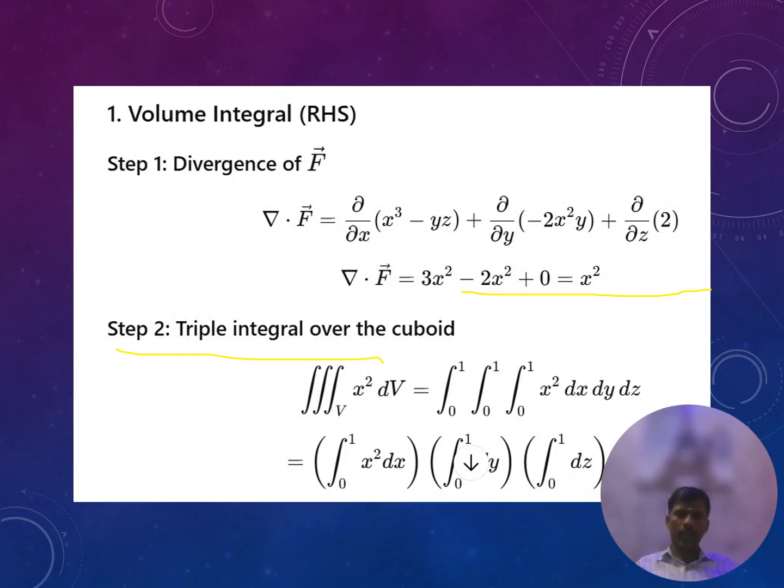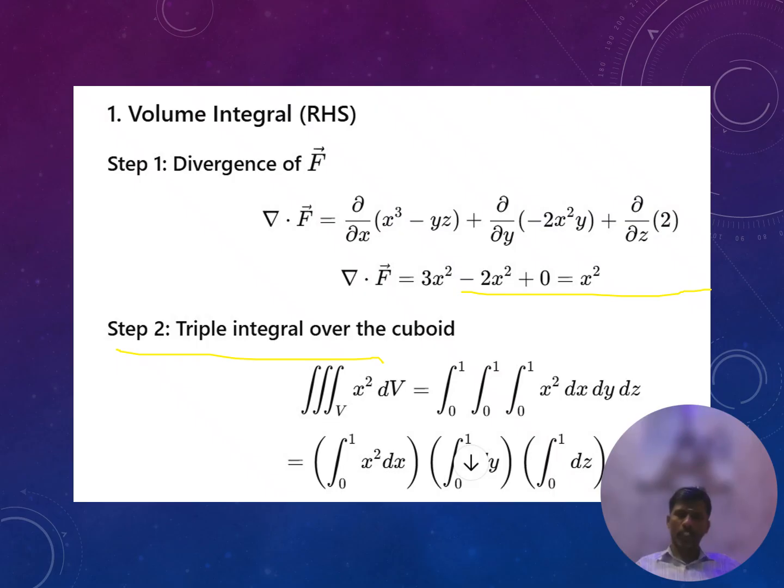Our formula is triple integral over V of del dot F dV. Now the triple integral over V of x square dV, the value is given. Find the range 0 to 1, 0 to 1, 0 to 1, x square dx dy dz. The first integral, where x lies between 0 and 1, is integrated with respect to x. The integration of x square is x cubed by 3.